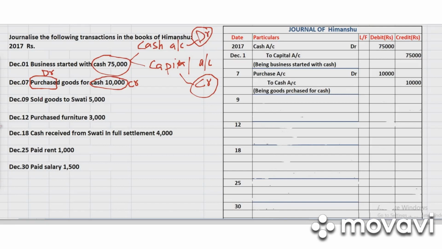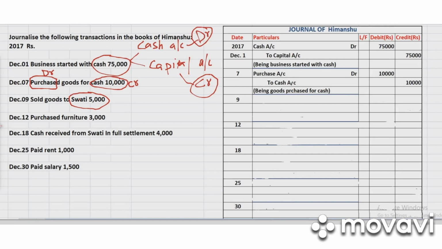Now the third transaction. You see the third transaction: sold goods to Swati. In this particular case, you see there is a difference. This is not a cash transaction, it is a credit transaction. How do we know that this is a credit transaction? Because Swati's name is mentioned. If a party's name is mentioned and it is not mentioned whether it is cash or not, then we assume that it is a credit transaction. So goods sold to Swati is a credit transaction. That means money is not paid immediately.